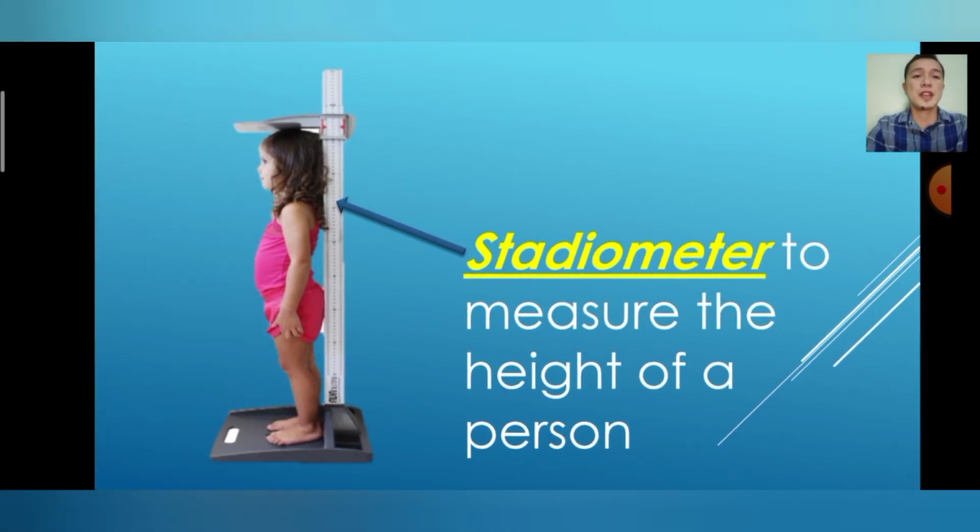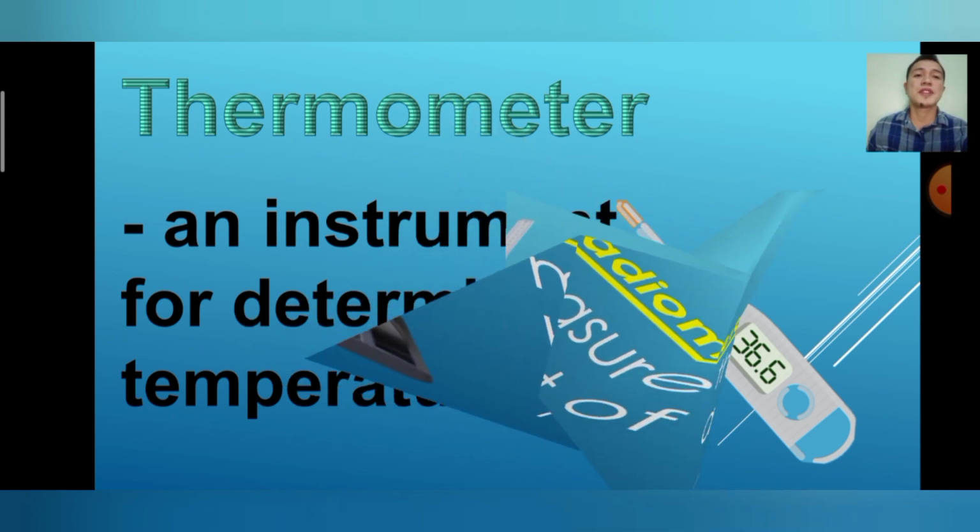So here, measuring the height of a person is using the stadiometer to measure the height of a person. So if you're going to stand there, you can get the exact height that you want to know. So stadiometer. And next we have thermometer.